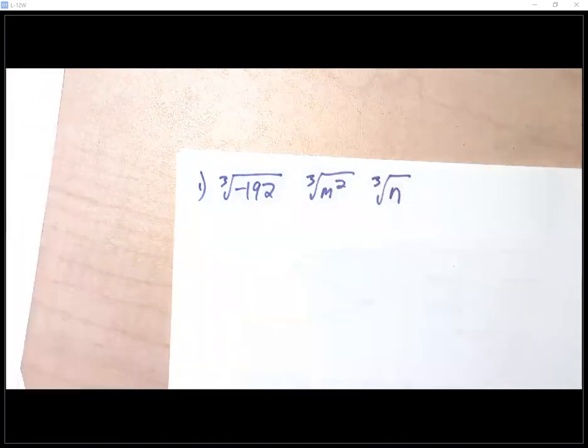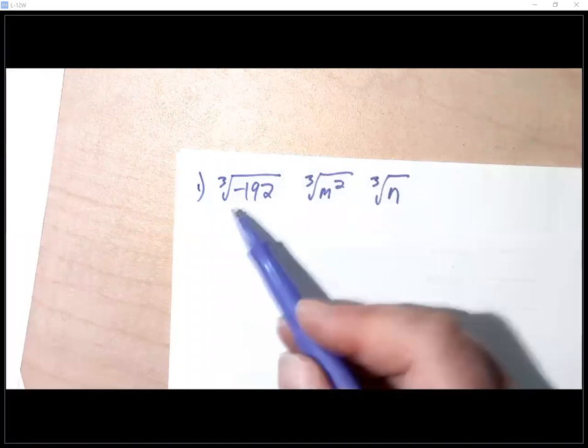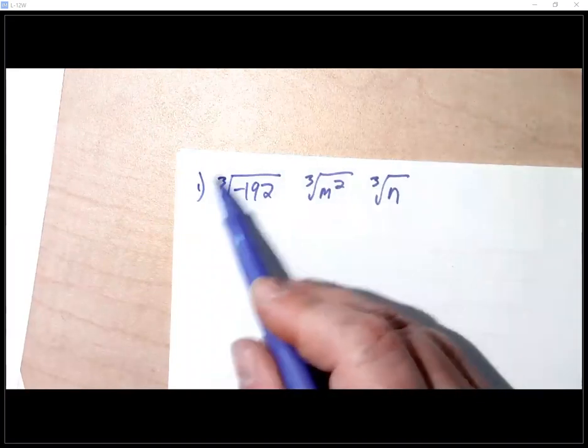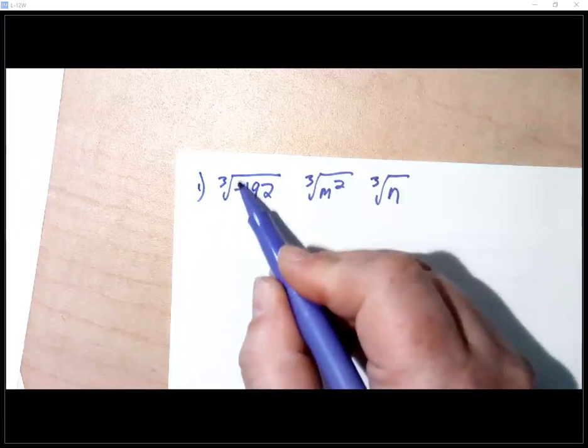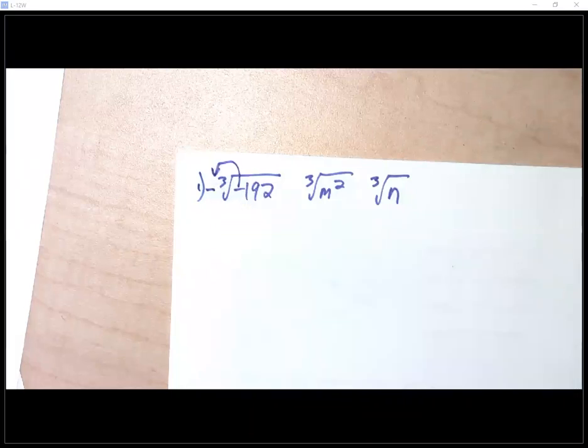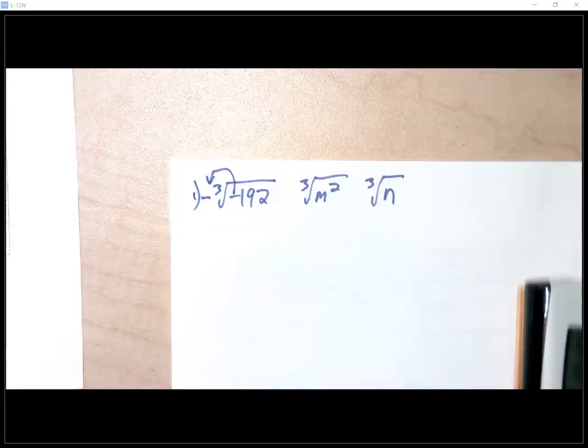Okay, everybody, when you have a negative under a cube root, you can just pull that negative out. So I just have a negative on the outside now. It's just going to come out and be out here. Okay, no big deal. Now I'm going to look on my chart under the perfect cubes and see if any of these divide into 192. And I want to find the biggest one that divides into 192.